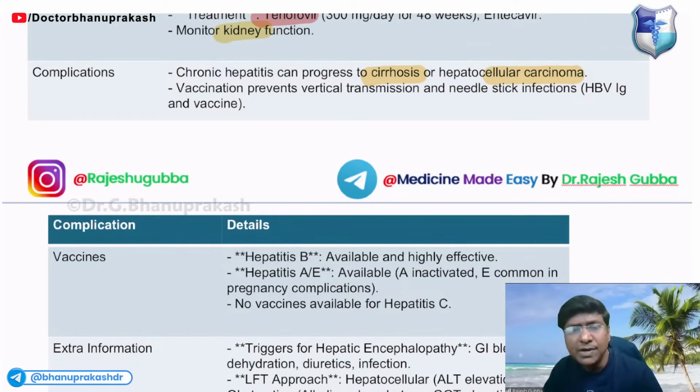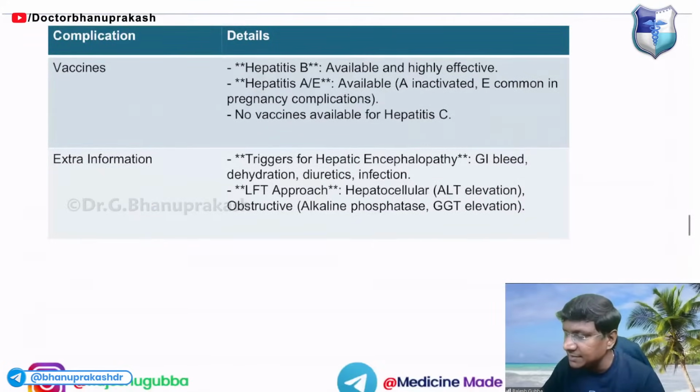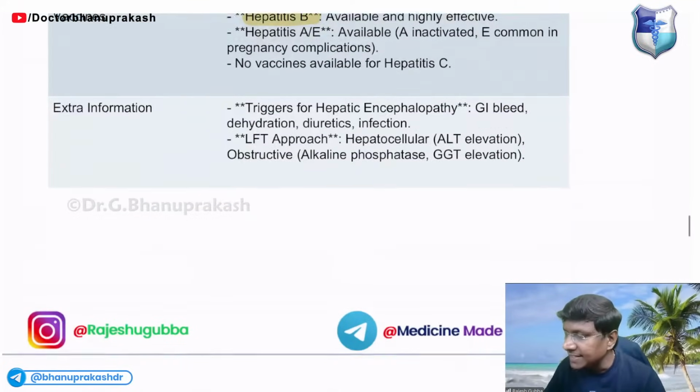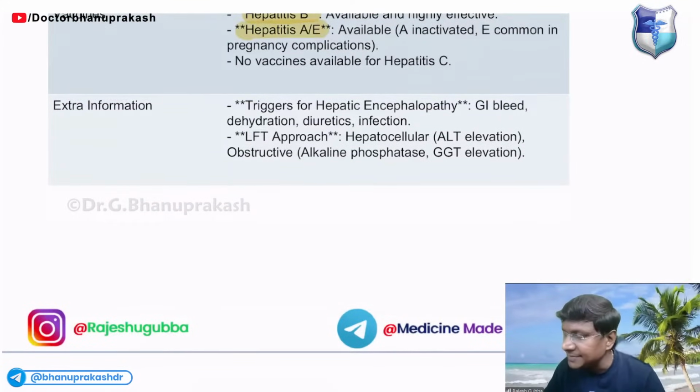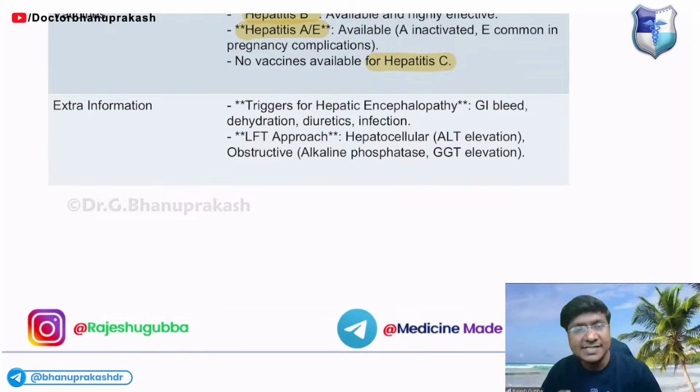Okay, now do you have vaccines available for the hepatitis B? Yes, vaccine is available for hepatitis B. Vaccine is available for hepatitis A as well as hepatitis E. But the question to be asked is, for which virus is the vaccine not available? For hepatitis C, vaccine is not available, right? This is about the hepatitis B.